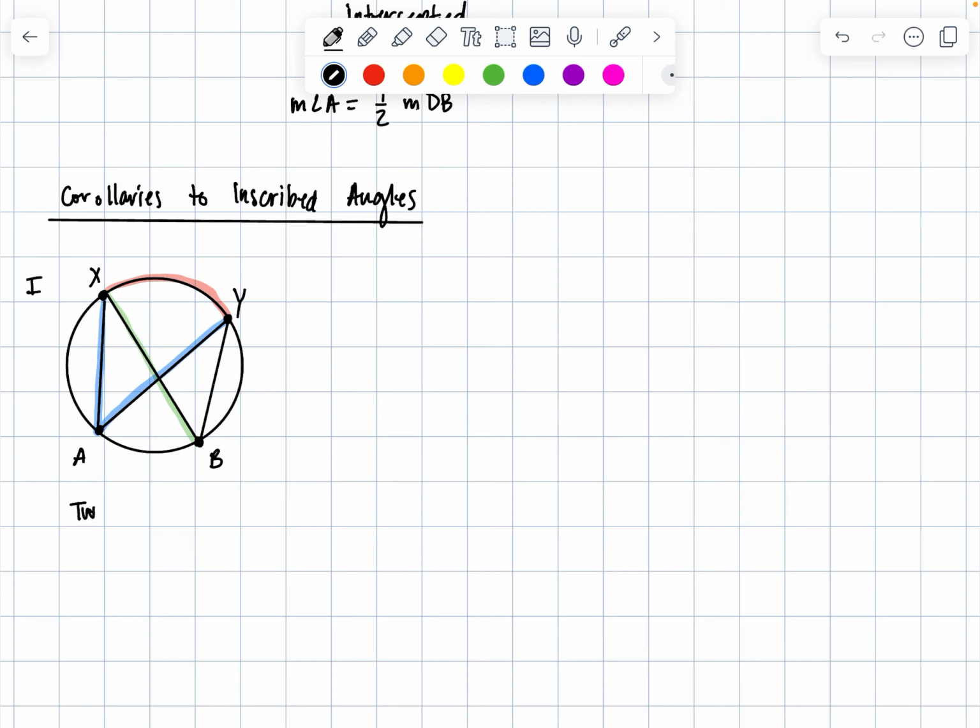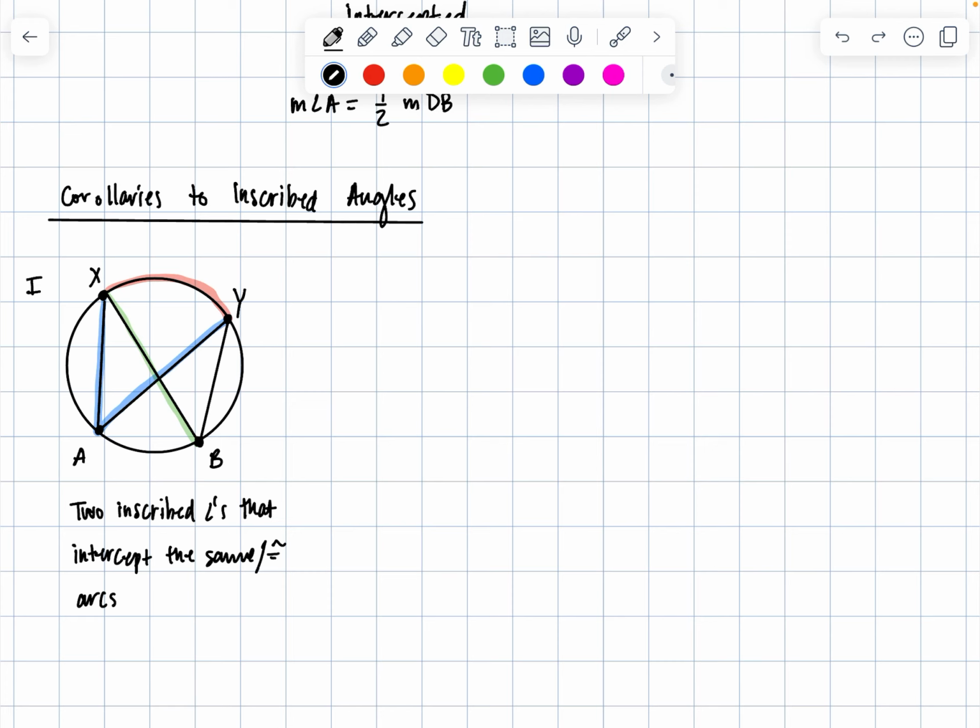This is the case where two inscribed angles that intercept the same arc, or congruent arcs, then... It's not an if-then. This is the case where two inscribed angles intercept the same or congruent arcs.